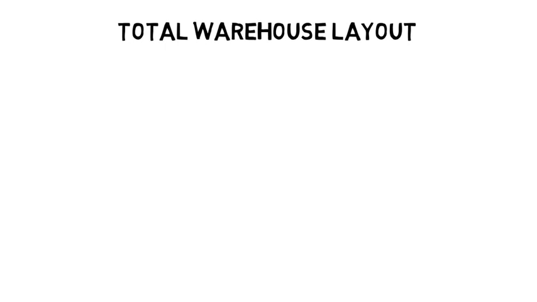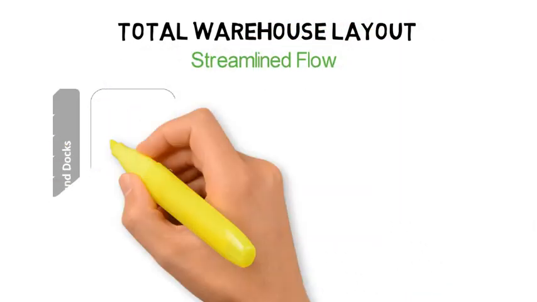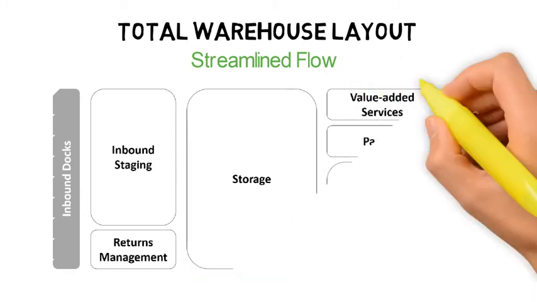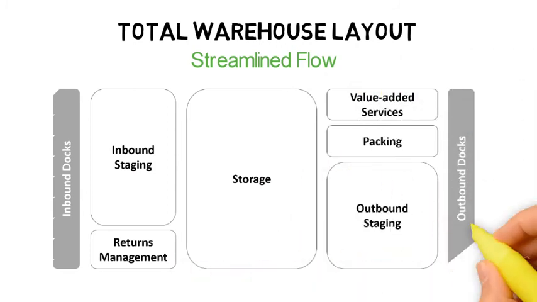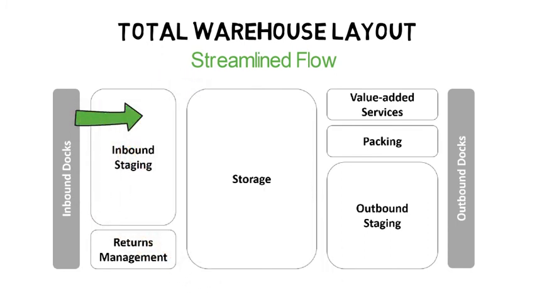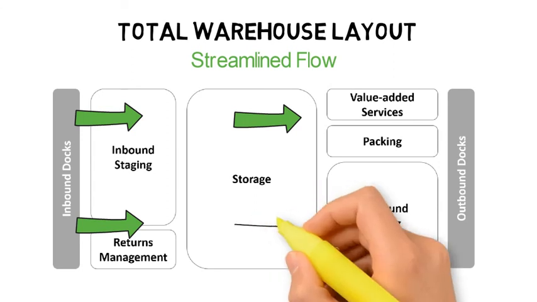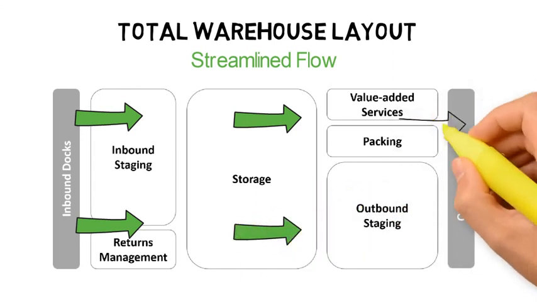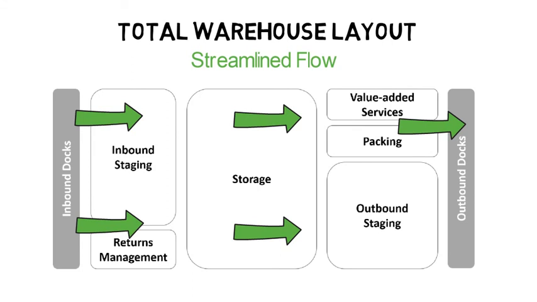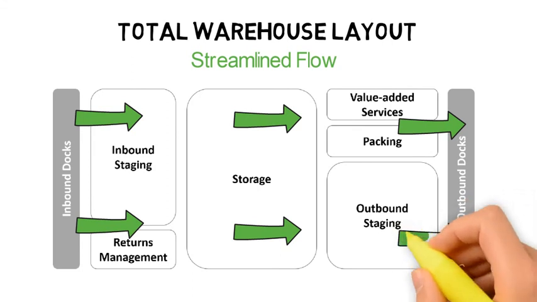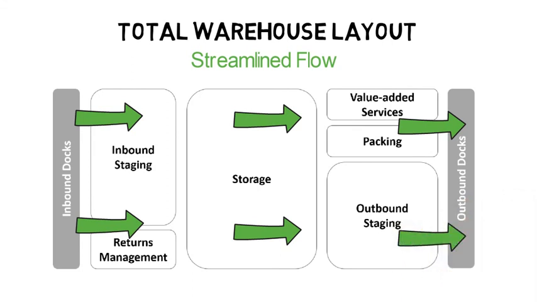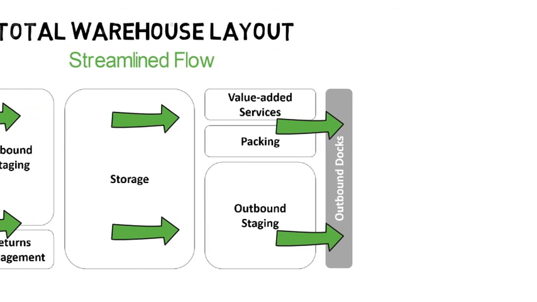So what makes up an optimized flow of cargo? Let's take a look at this example. In this case, the inbound docks and outbound docks are at opposite ends of the warehouse. New shipments are received and staged in the inbound staging area, while return goods are processed at the returns management area. The storage area forms the single largest area in the middle of the warehouse. Once orders are received, they may be moved to the value-added services area or directly to the packing area. Thereafter, goods are staged at outbound staging, pending pickup by transport carriers. Overall, the movement is perfectly streamlined and efficient.